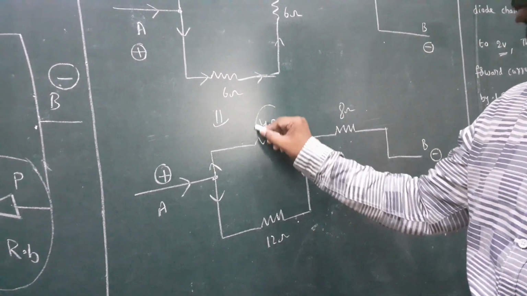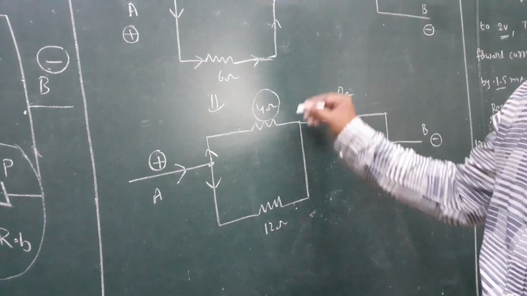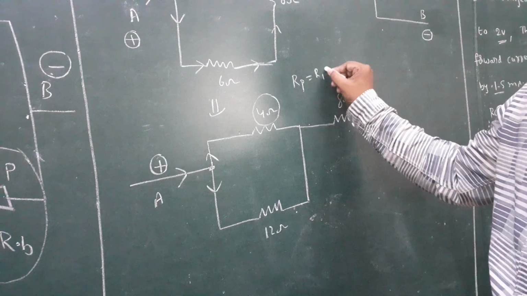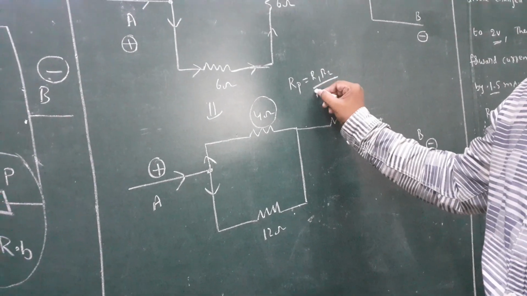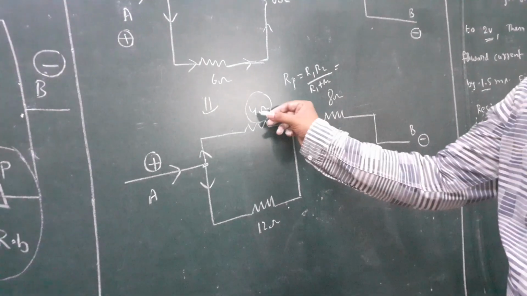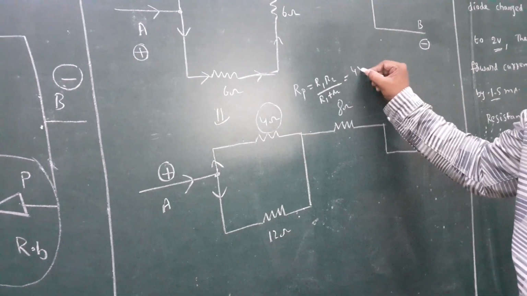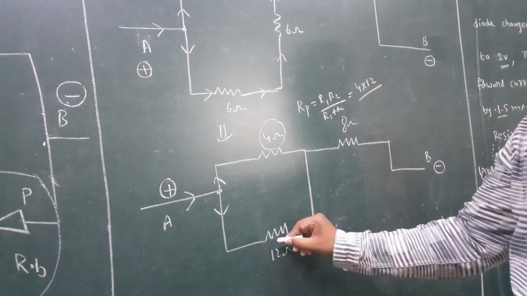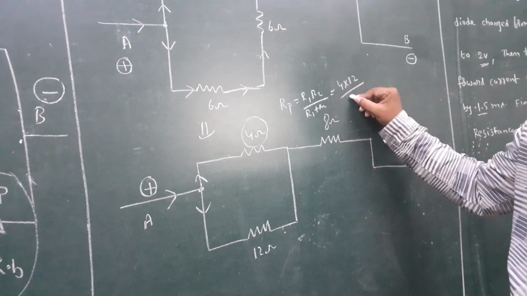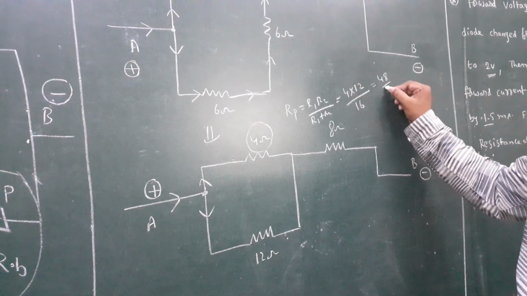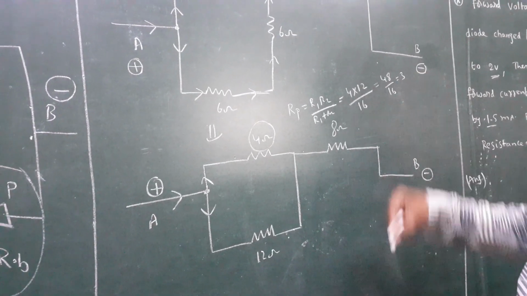That means 4 ohms and 12 ohms are in parallel. In parallel, the RP formula is R1 R2 by R1 plus R2. What is the R1 value? 4. What is the R2 value? 12. R1 is 4, R2 is 12. 4 into 12 by 4 plus 12, 16. 48 by 16. We get 3 ohms.